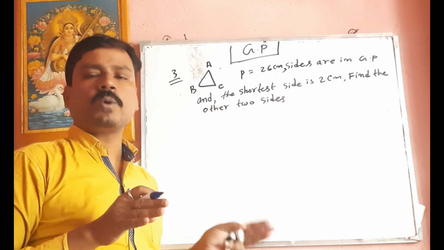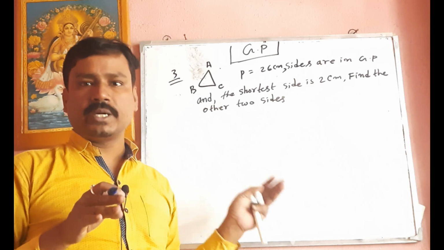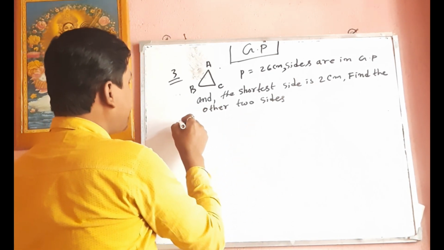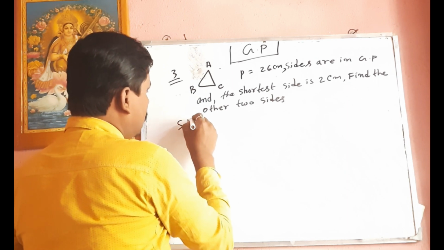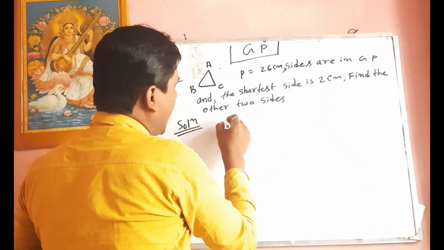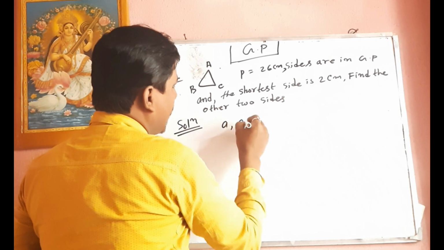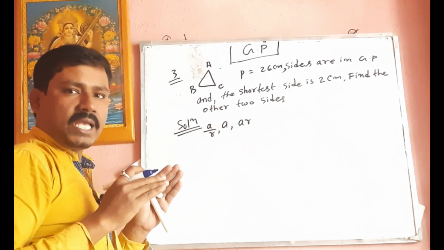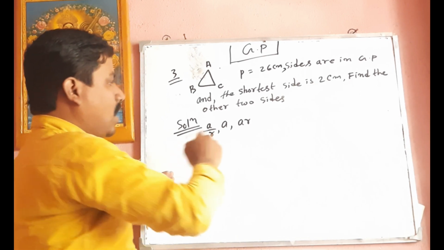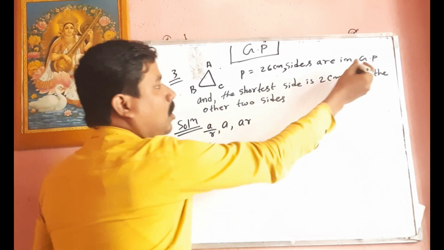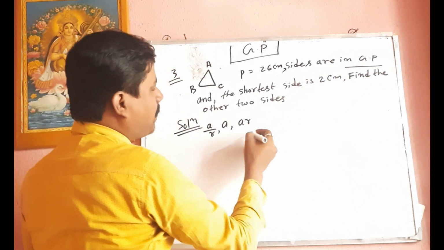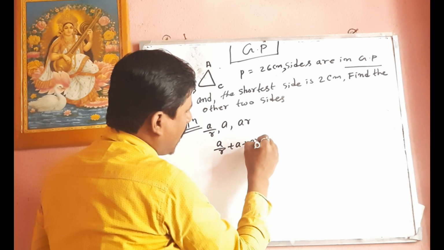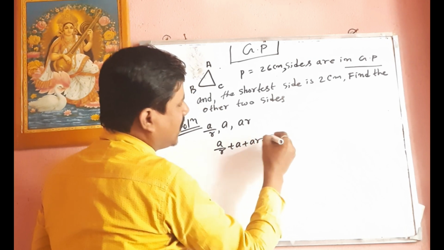These types of questions are important for the board exam as well as competitive exams. So at first we are discussing the law. If 3 sides are there, then we can take the sides as A by R, A and AR. Now this is a GP because the sides are in GP, and the perimeter, that is A by R plus A plus AR, is equal to 26.